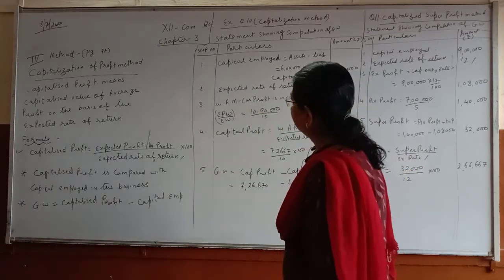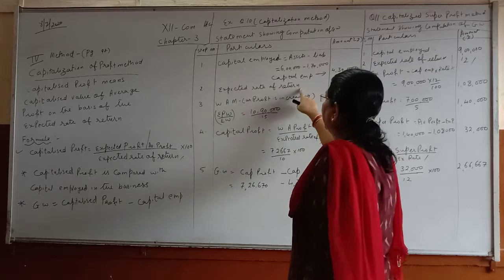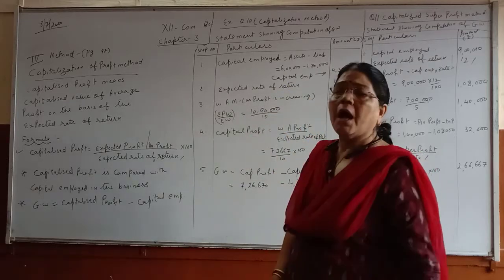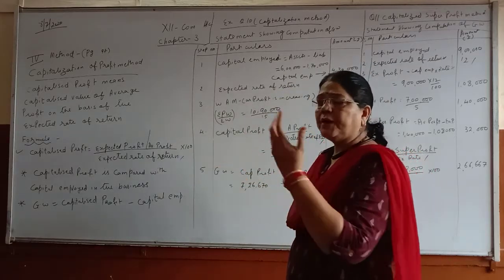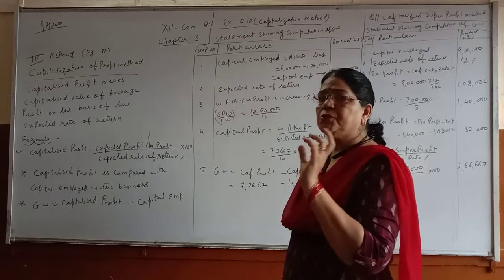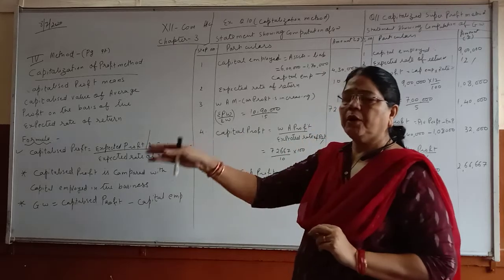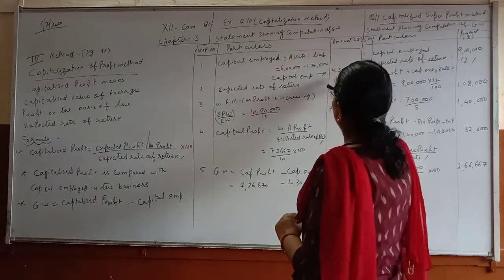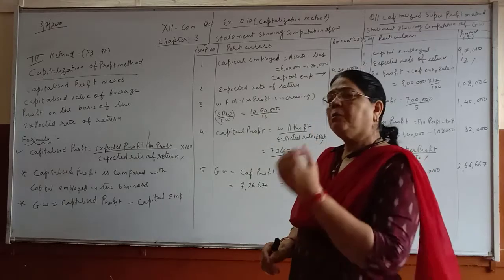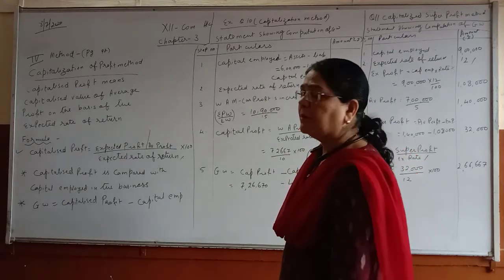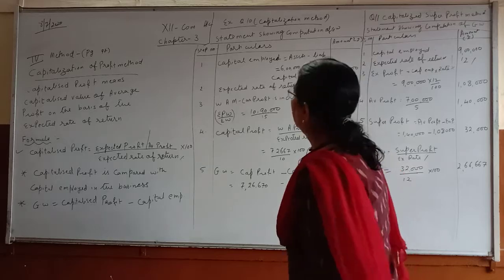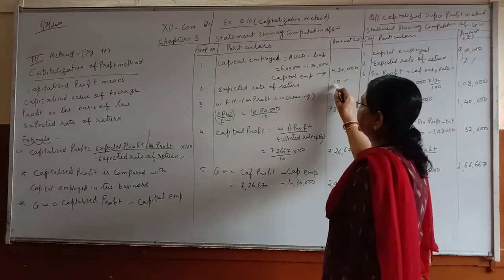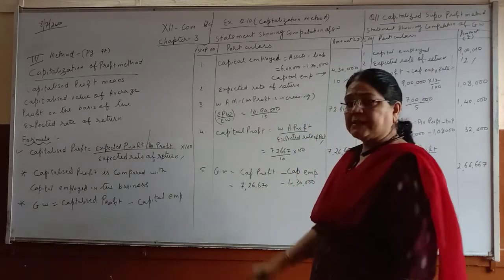Now the second step is the expected rate of return, which is given in the question. How much rate of return do you want? When you are going to invest 4,30,000, how much do you want to earn? Our expectation is 10%.